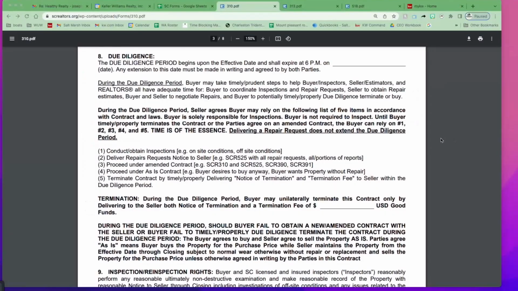So the due diligence clause is section 8 of the contract. As you see here, I'm not going to get into really what due diligence means. What I'm really going to focus on today is the time period and how to cancel during due diligence. As it says right here, the due diligence period begins on the effective date, which is the date you ratify the contract, and expires on the date that is negotiated right here in the blank. Now, it expires at 6 p.m.